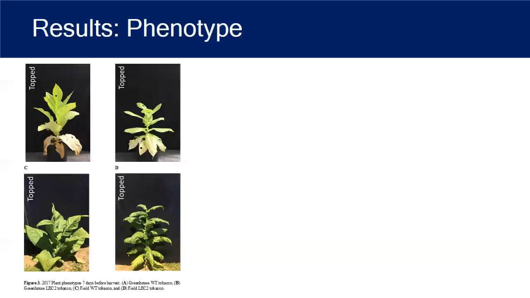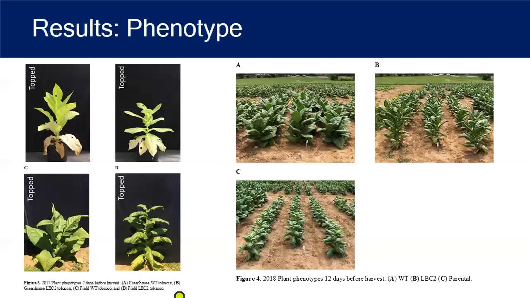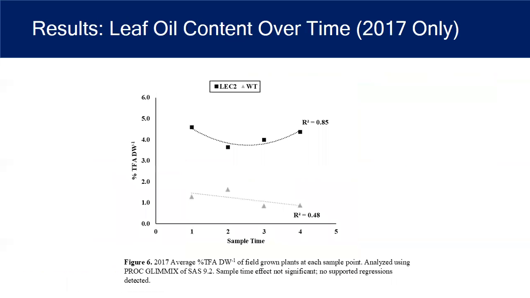In 2018, we had the addition of the parental construct. These are field pictures from that study. Again, wild type, large, robust, wide leaves, upward 45 degree angle, almost a cigar type tobacco, as opposed to the LEC2 at the top right. Again, smaller petite leaves, shorter in stature, and that characteristic downward cupping of the peripheral lamina. And then the parental line down here, which had very short, almost non-existent internodal spacing, very dense, very small leaves. It was almost like growing bushes out in the field. This was not normal-looking tobacco at all.